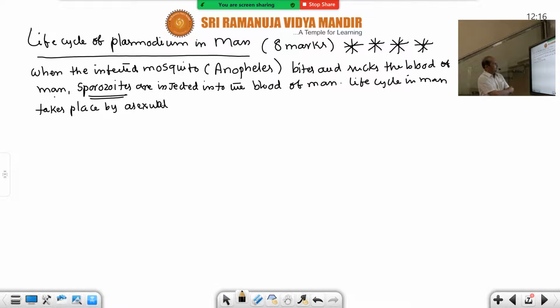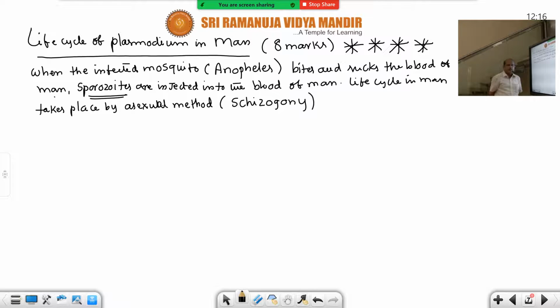Life cycle in man takes place by asexual reproduction. That asexual reproduction process, one term I have given in the multiple fission. Do you remember? By asexual method called, yes, very good, called schizogony. In the bracket you write down schizogony.